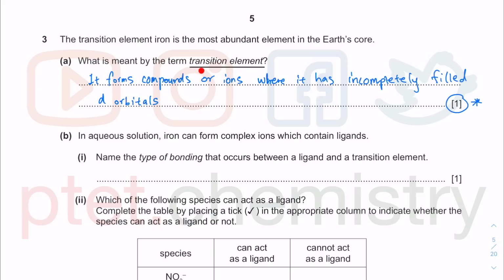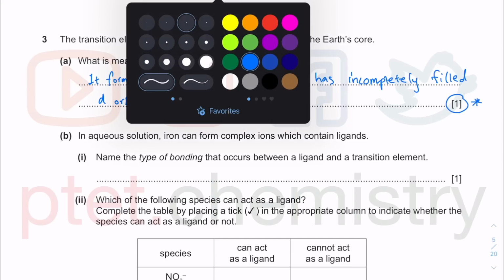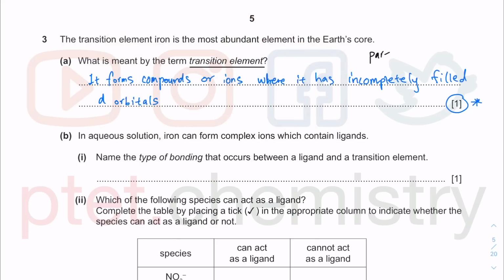If you have totally 0 electrons in your d orbitals, then it's also not going to be transition element. So you cannot have something which is completely empty in the d orbitals. You cannot have something where the d orbitals are completely filled. Those will not be defined as transition element. Only when you have partially filled or incompletely filled d orbitals, then you can call it transition element. I've used this word incompletely filled. If you use the term partially filled, that will be perfectly acceptable as well because they mean the same thing.